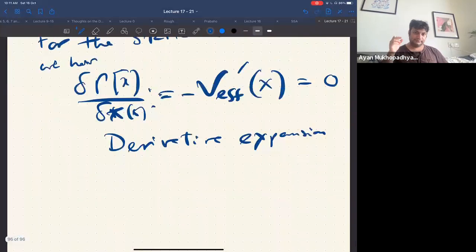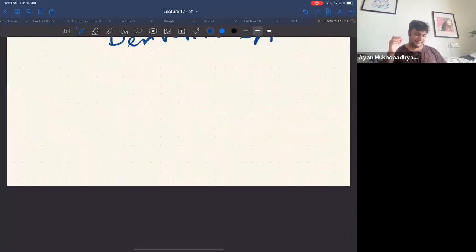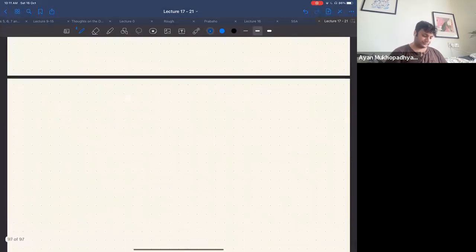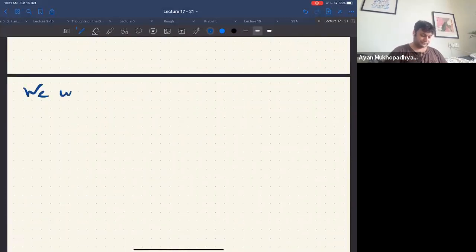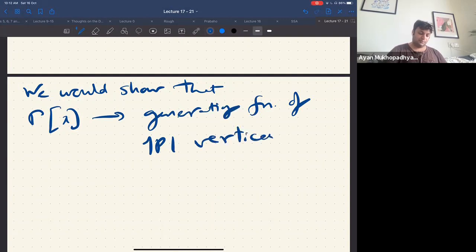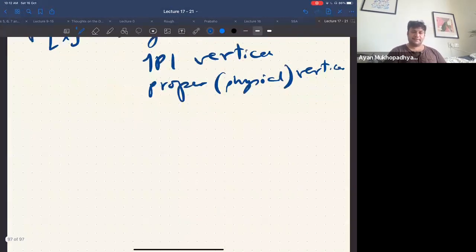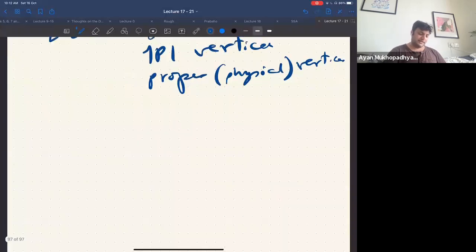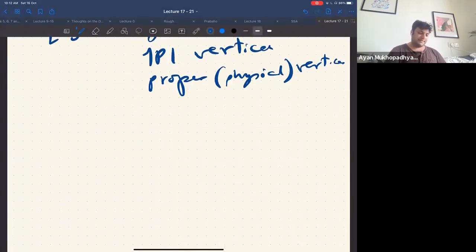Very good then. Okay, then let's go to the next thing. So what we would like to show is that the effective action has a dual meaning: it is the generating functional of 1PI vertices, or often these are called proper vertices, proper or physical, whatever you could say. And this is something that I already defined in the last lecture. So proper vertices are essentially 1PI vertices, as the name suggests.